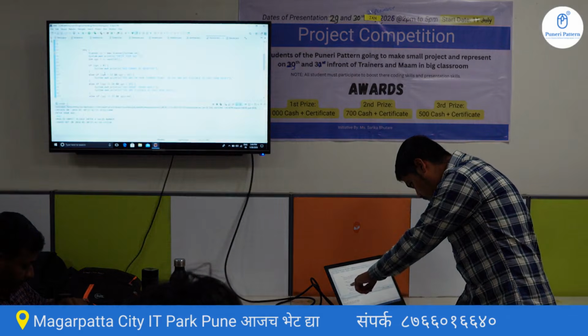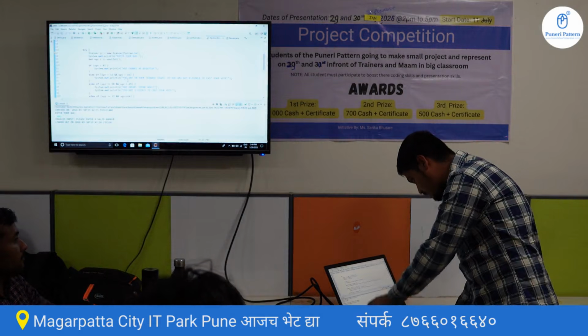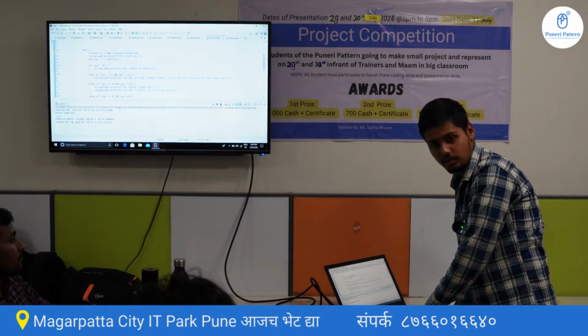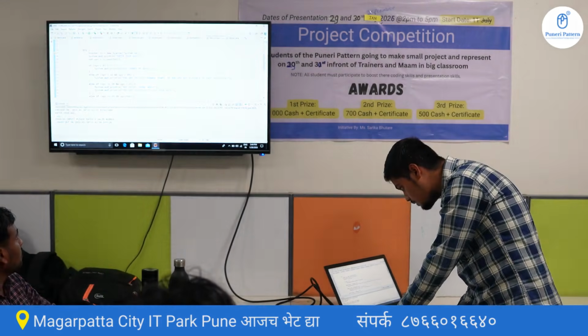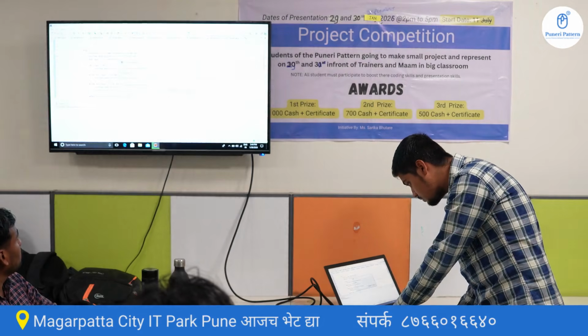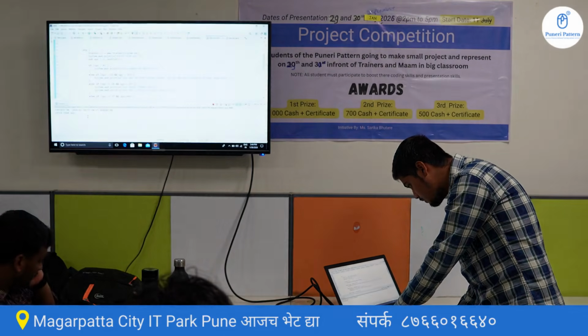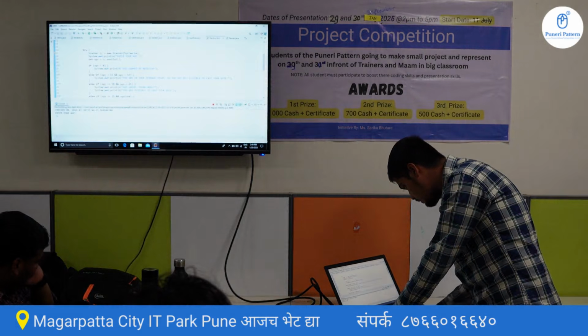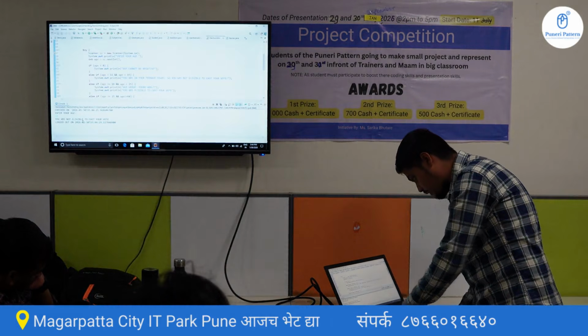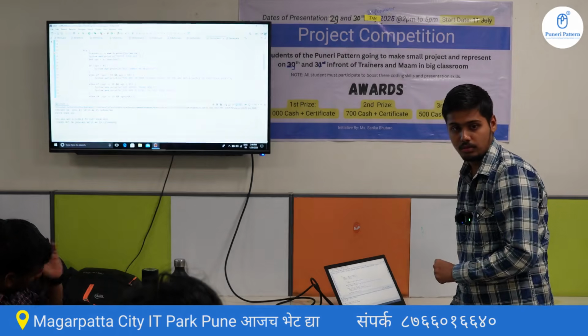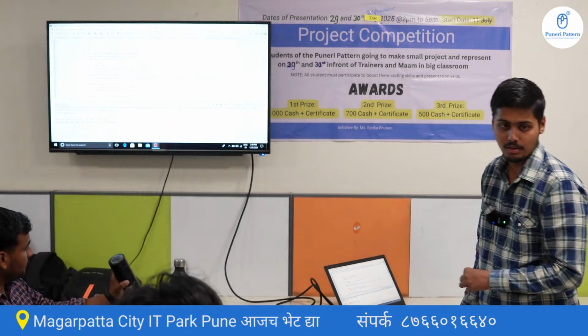In the if block only, if the age is less than 18, it will show that you are not eligible to cast your vote. I have taken it in the if block only.